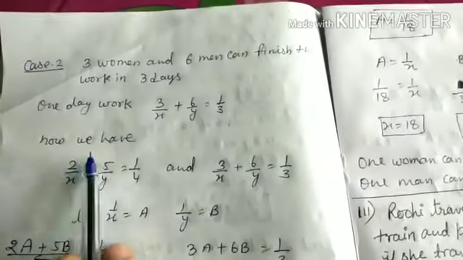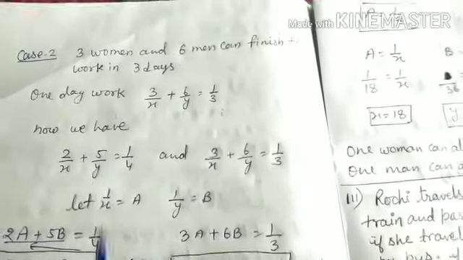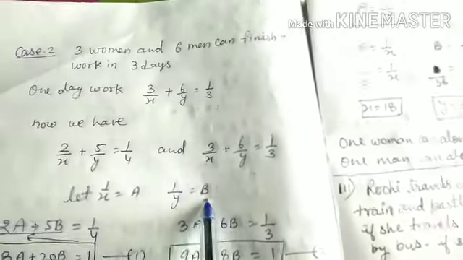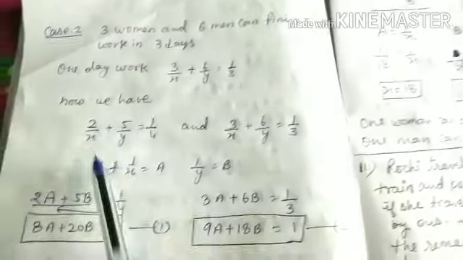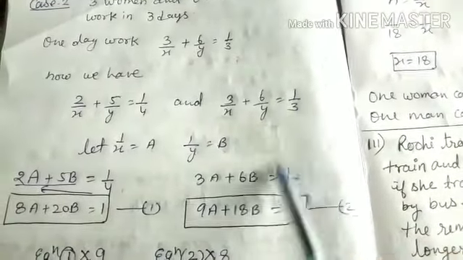Now we can see that 1 upon x and 1 upon y are in both of the cases. Now we will let 1 upon x is equal to a and 1 upon y is equal to b. So 2a plus 5b is equal to 1 upon 4, and 3a plus 6b is equal to 1 upon 3.